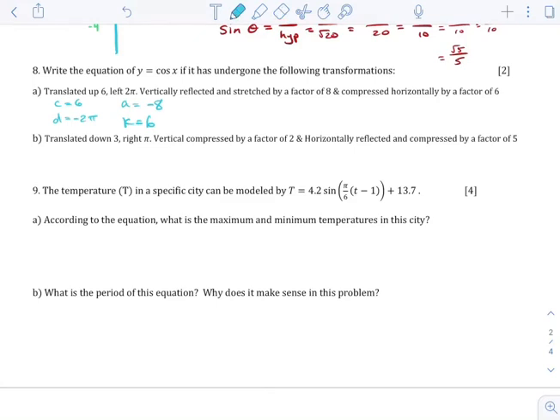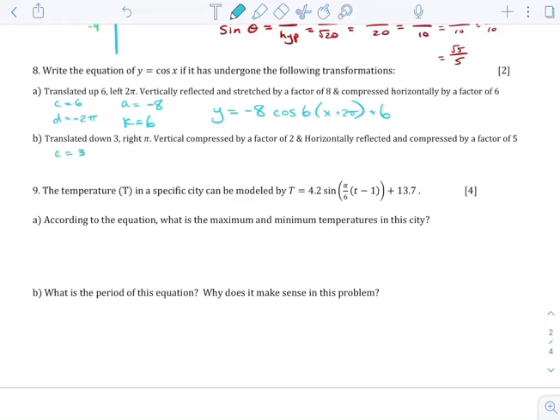So when I fill in these, we're filling in a cosine. So we're going to have y is equal to negative 8, a, cos 6, which is k, x minus negative 2 pi, so plus 2 pi, and plus 6, because we're shifted up 6. So that's our equation.